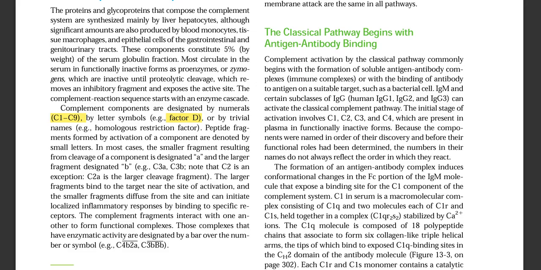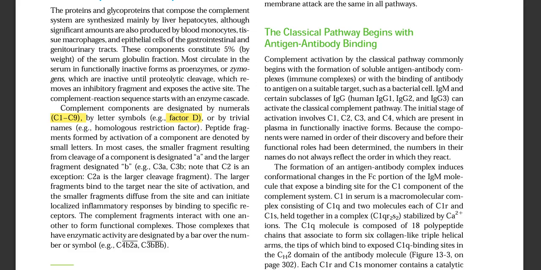For your information, the C1 to C9 complement proteins and certain factors like factor D and factor B are all further composed of two subparts, an A subpart and a B subpart, basically two fragments.